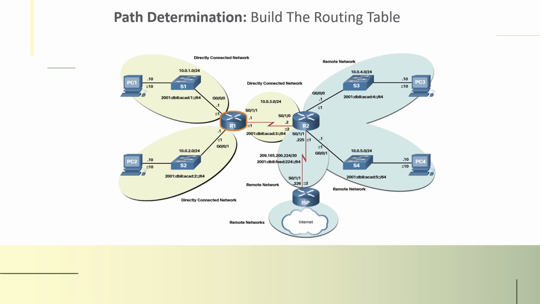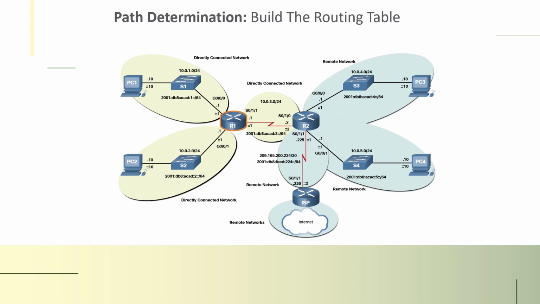So what is a directly connected network? These directly connected networks are the networks that are configured on an active interface of the router. A directly connected network is added to the routing table when an interface is configured with an IP address and a subnet mask or a prefix length, and it is active, which means it's up.